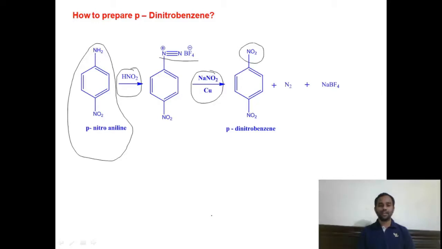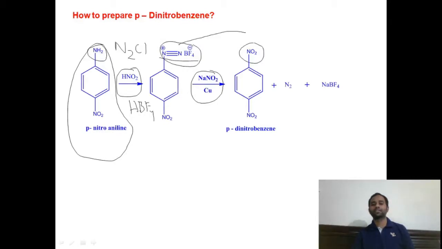Very simple. In this, para-nitroaniline is the reactant. In the first step, this NH2 group is converted into N2Cl, followed by treating with the tetrafluoroboric acid, and the tetrafluoroborate is obtained, right? This is obtained, which will further be treated with the sodium nitrite followed by copper. This group is replaced by the nitro group to get our desired product, that is para-dinitrobenzene.